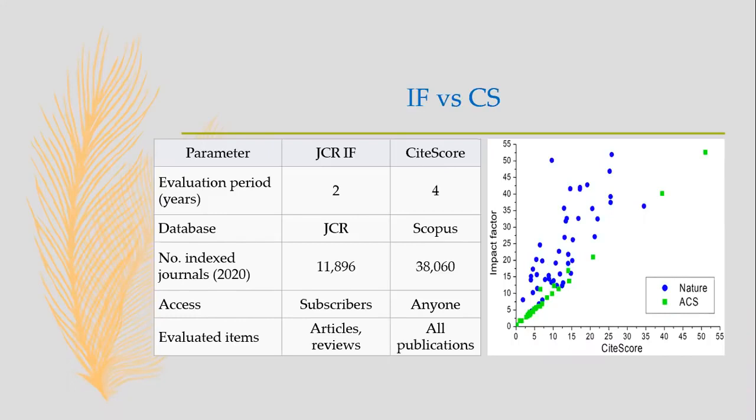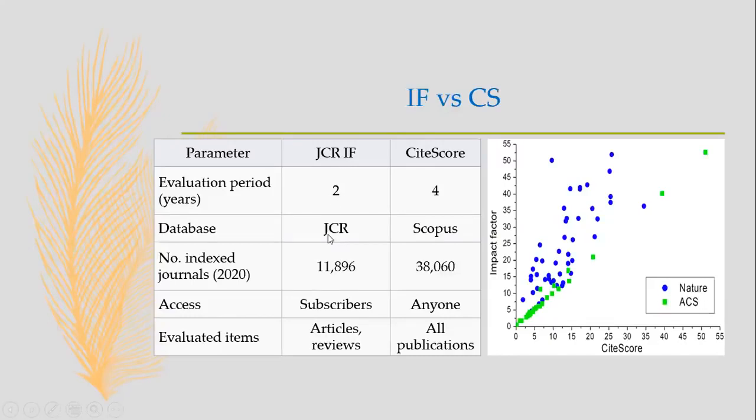Again, another important thing that you should know is that every year the impact factor and the CiteScore data is published in the month of June, July. Only about 1 week back we had the new formula for CiteScore. The new formula says that the evaluation period is 4 years, whereas in impact factor it is 2 years. Impact factor is calculated from the JCR, the Journal Citation Reports managed by Clarivate Analytics, and CiteScore is calculated from the data obtained from Scopus managed by Elsevier.